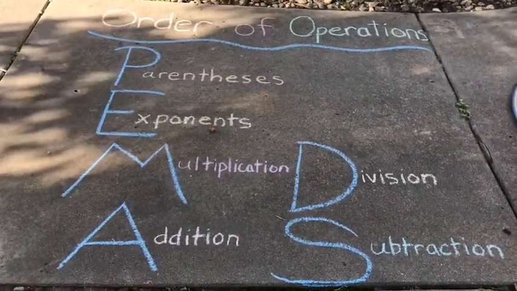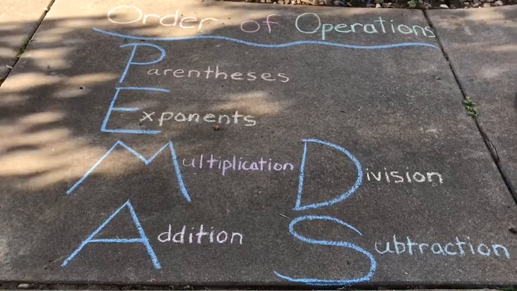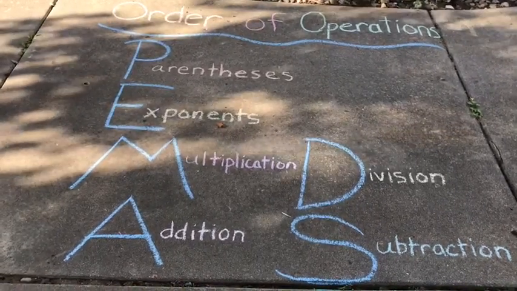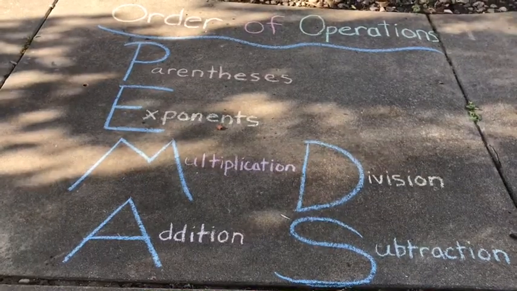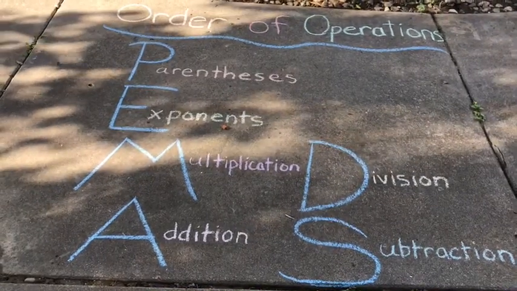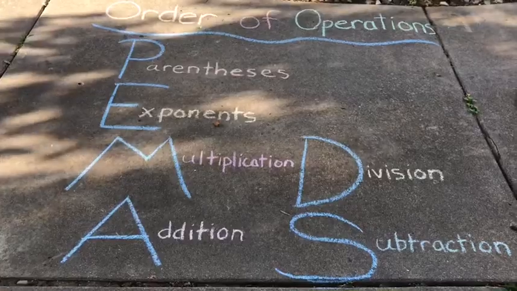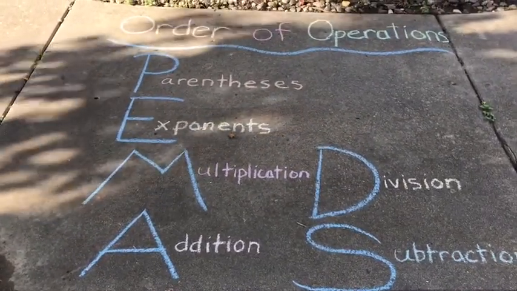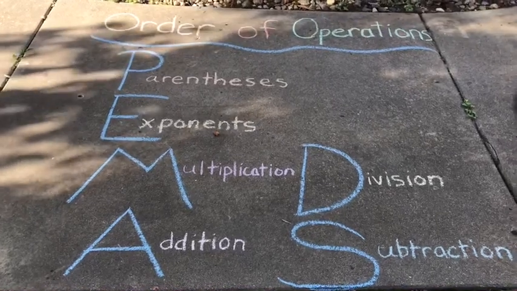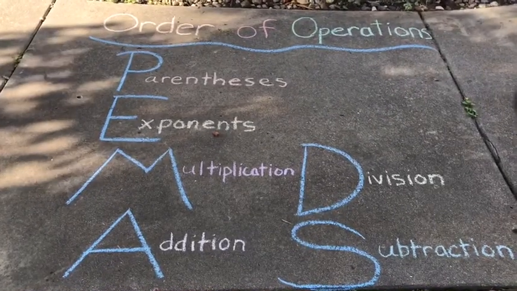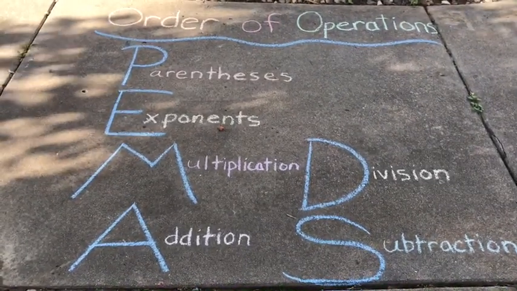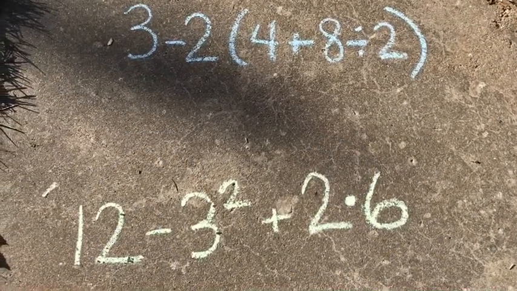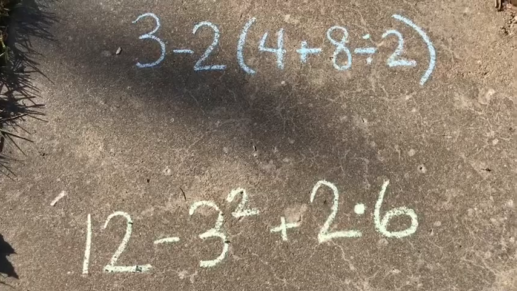Well, those are all good guesses, but it actually stands for parentheses, exponents, multiplication and division, addition and subtraction. Multiplication and division are done whichever comes first from left to right, and same with addition and subtraction. This is the order of operations. Try these. Pause your video.